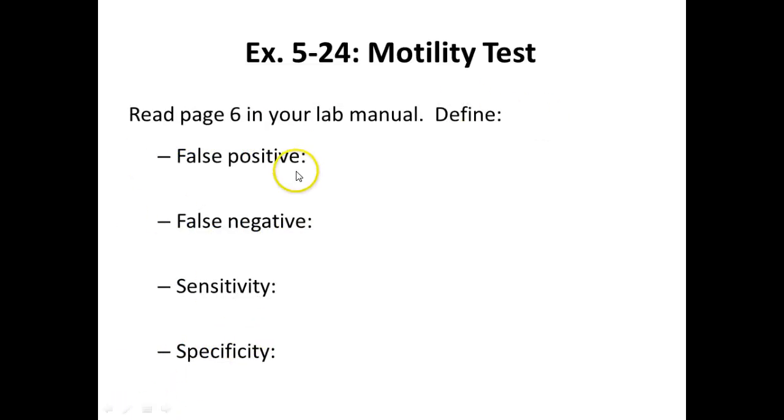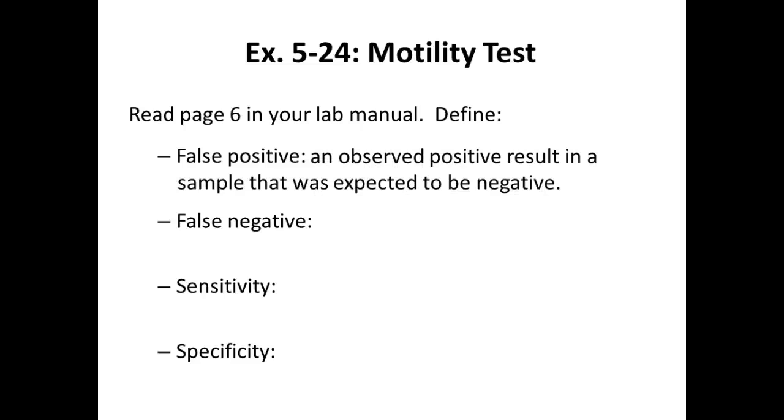So as I said, on page 6 of your lab manual, it uses some of the terminology and some consequences that can happen for some of our tests. So a false positive is where you observe results, right, that look positive, right? So it may look like it's spread all throughout the media in this example. But in fact, your organism is non-motile. So this would be a false result.